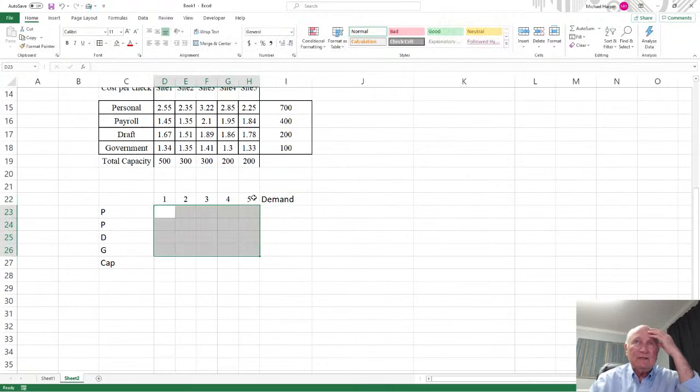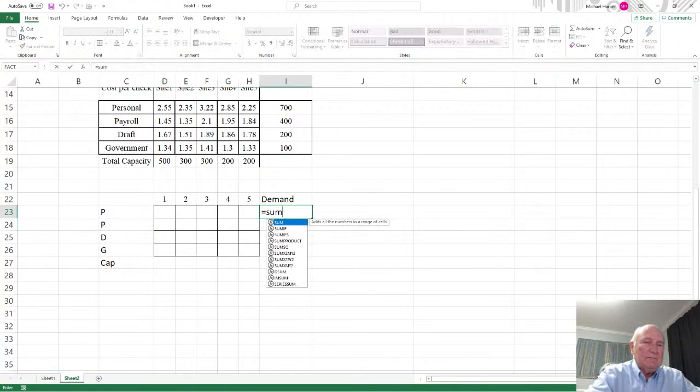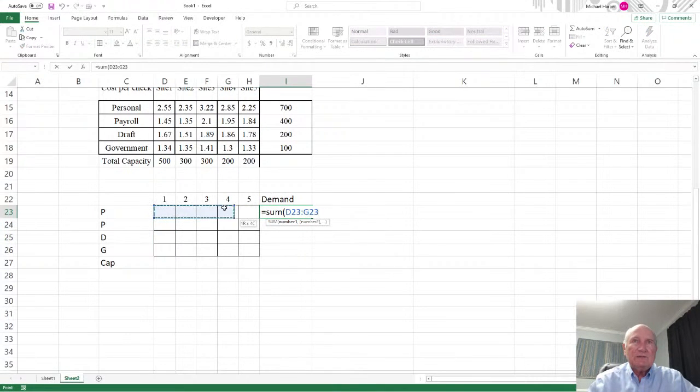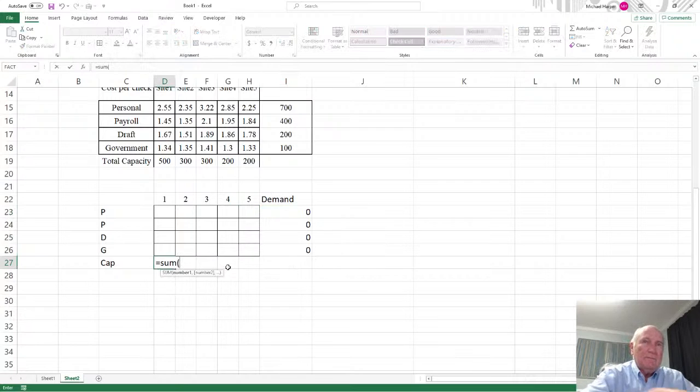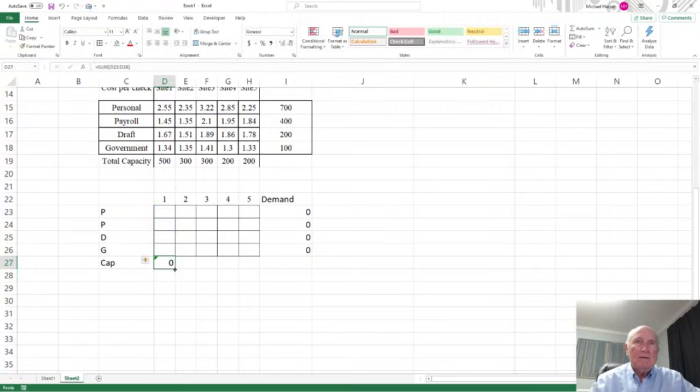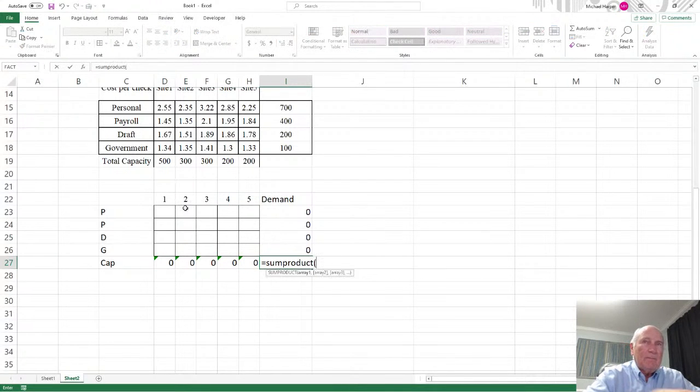This is going to be our objective here. Let's box it in. Okay, let's set this up. This is going to be the sum. This is just like a transportation model. And then bring this down. This is the sum of the columns. And this right here is the sum product of all of these times all of these.